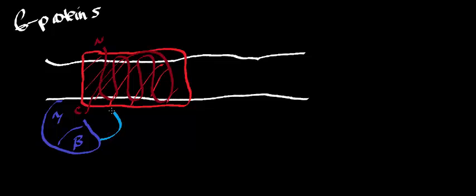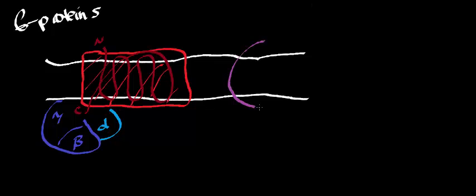Over here you have the alpha subunit, and the alpha subunit specifically is the subunit that binds GTP. When GTP is bound to the alpha subunit and epinephrine is bound to the receptor, the G protein becomes active, specifically the alpha subunit.